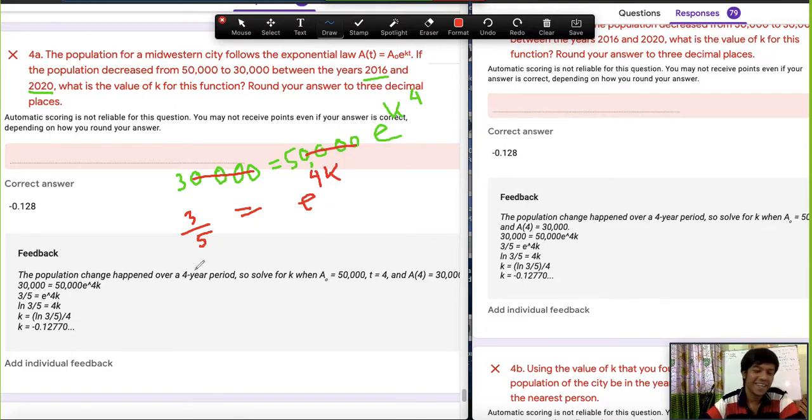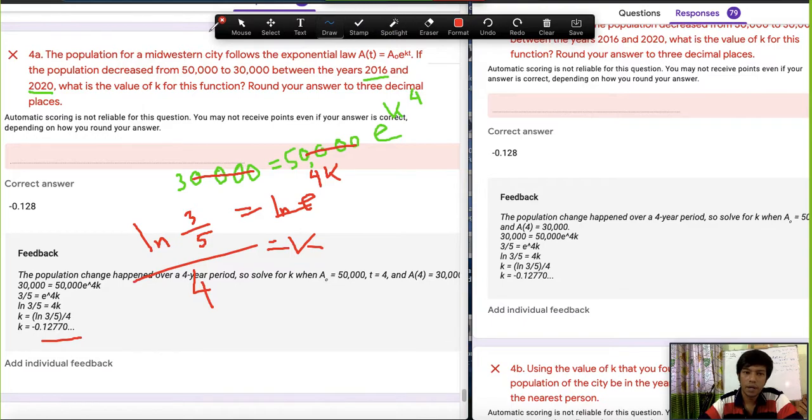Anyway, now you can take both sides log or ln, but ln is better because there is some e. If you see e in any math, ln is better, or log base e, which is the same. So take ln on both sides, and what happens? The ln and e cancel out. You have just 4k. That means k equals this divided by 4, and then you do it in the calculator. The answer will be this, minus 0.127 and so on. That will be the answer.